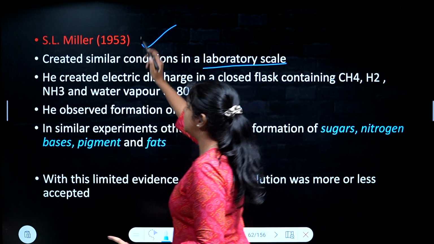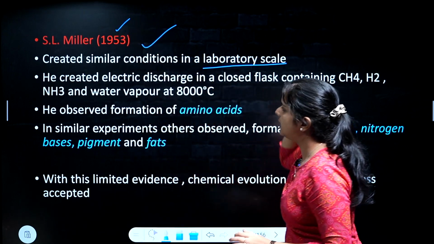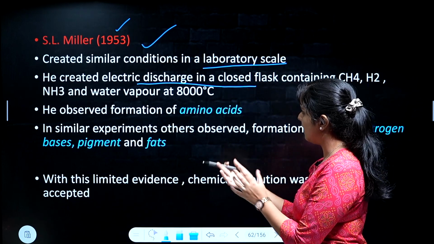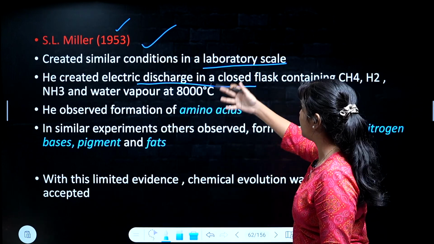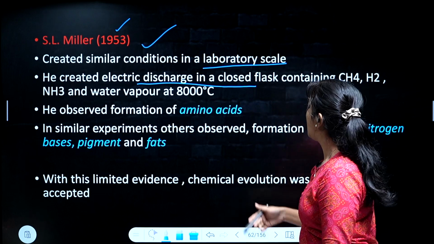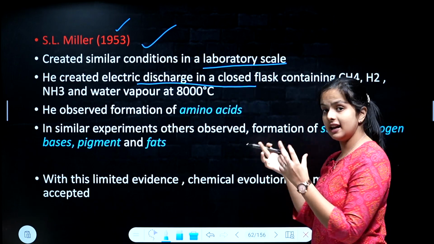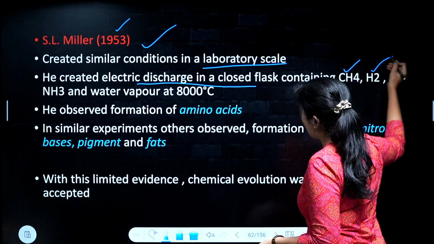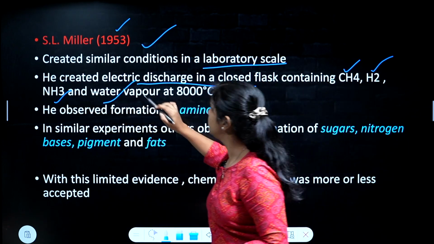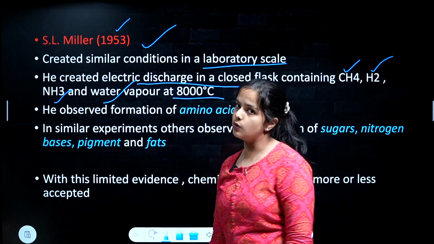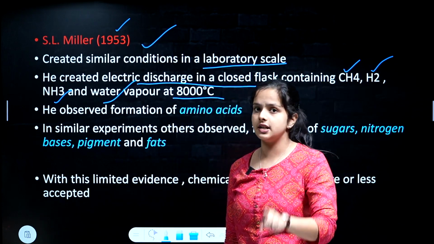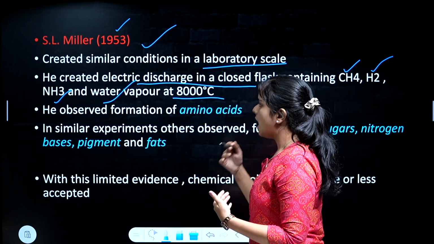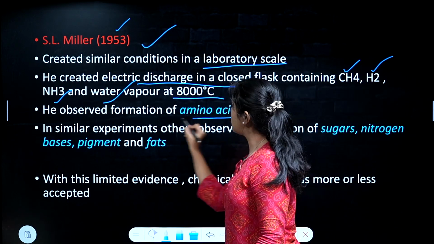He did this in 1953. He created an electric discharge, because there were volcanic storms, and in order to imitate that, he created an electric discharge using electrodes. The discharge went into a flask that contained gases like methane, hydrogen, ammonia and water vapor at a very high temperature, about 8,000 degrees Celsius. It's not 80, it's not 800, it is 8,000. So this was his experimental setup, and he observed that after a period of time, amino acids started forming.